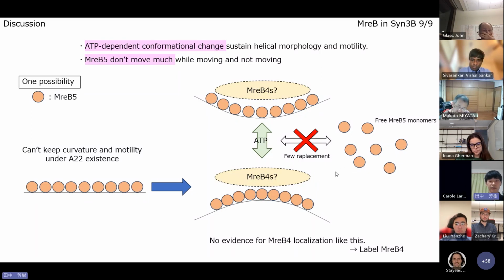However, there is no evidence for the localization of MreB4 as described here, so I'm currently trying to fluorescently label MreB4. And I also aim to apply experimental methods that can trace fluorescent molecules in more detail.